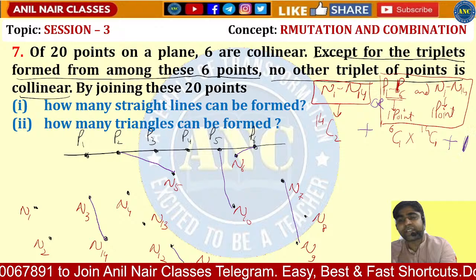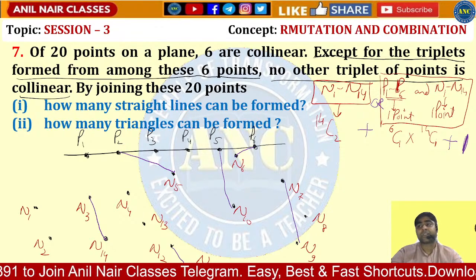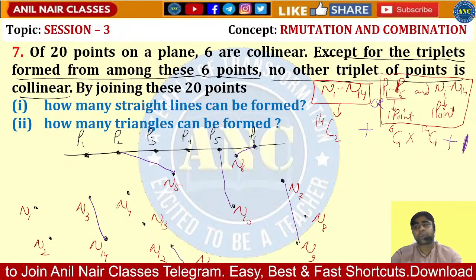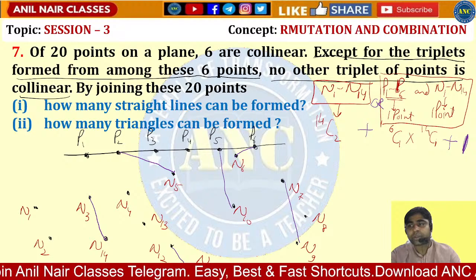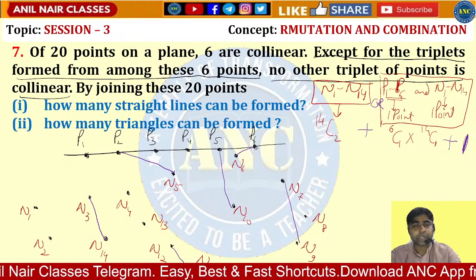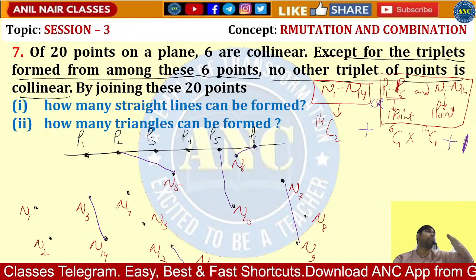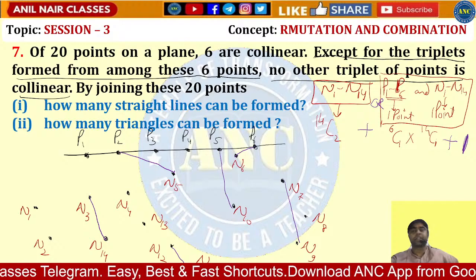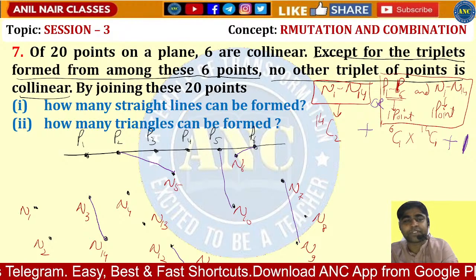Plus there is already one line which is formed with the help of P1 to P6. There is one line which is coming from infinity and going to infinity. So this is one way of solving it. This is one way of solving the first part.